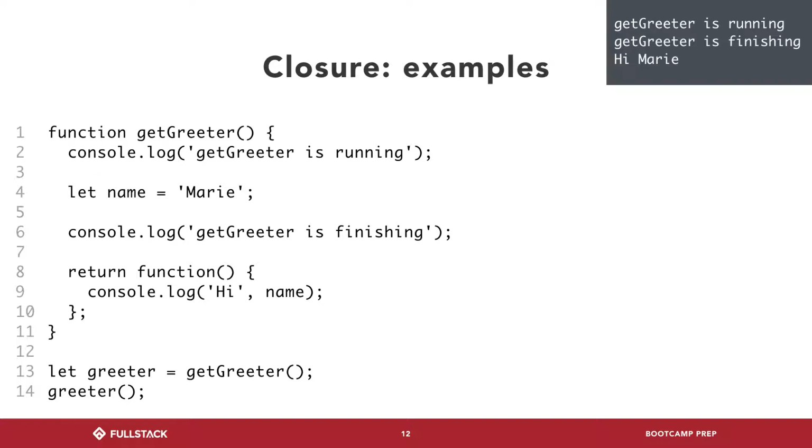When I run this page of code, line 13 is going to execute getGreeter. So this is going to run. That's why we console log out getGreeter is running. Name equals Marie. getGreeter is finished right here. And then we return this function. So greeter is now equal to this function. And once again, when we invoke greeter, we're going to get back hi, comma name. Name doesn't exist within the scope of this anonymous function, but it does exist within its parent, Marie. So we get back hi Marie.